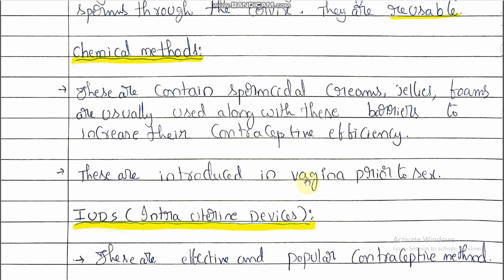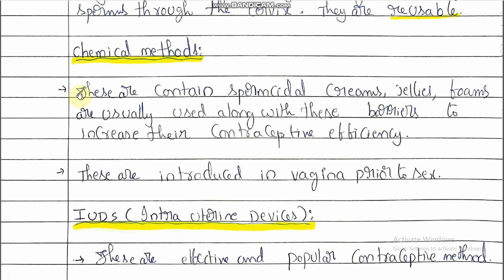And these are introduced in the vagina prior to sex. Before sex only, this should be introduced. What should be introduced? Diaphragms, vaults, and cervical caps. Sometimes diaphragms, vaults, and cervical caps are not available. At that time, the females can apply these spermicidal creams, jellies, and foams directly into the vagina by themselves. Then whenever the male releases semen, the sperms are killed.